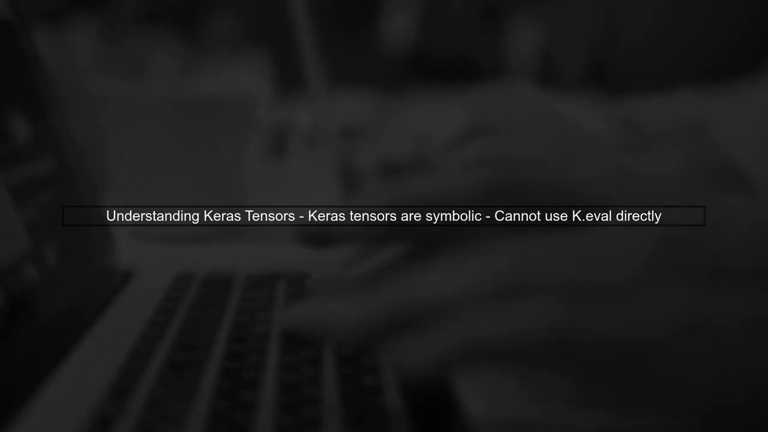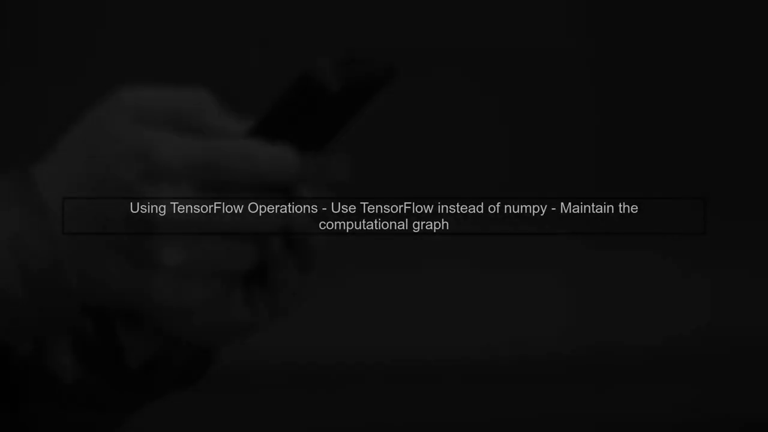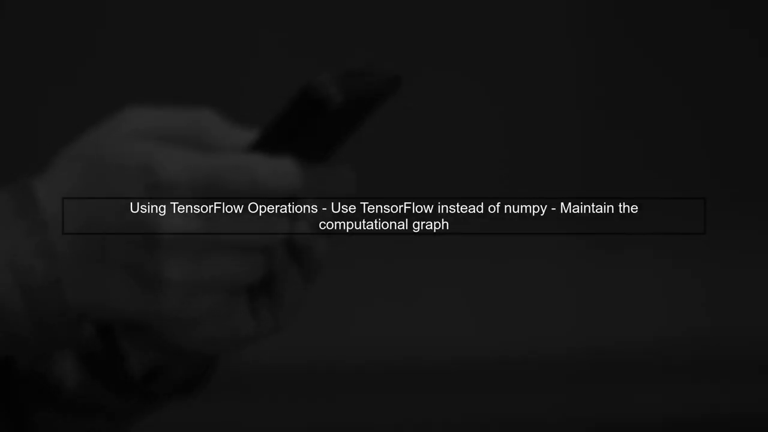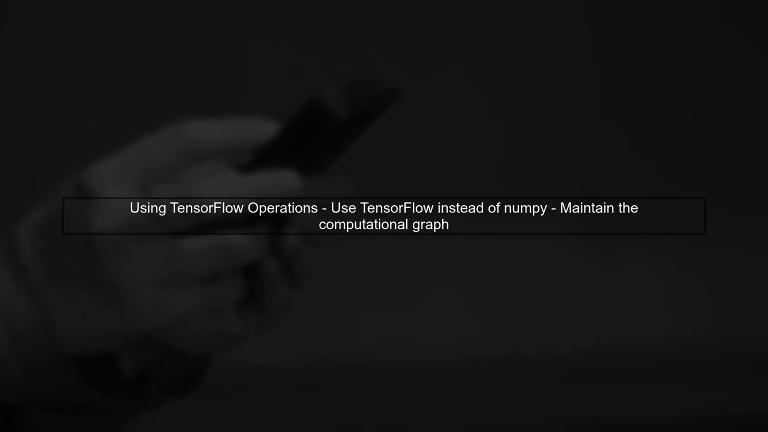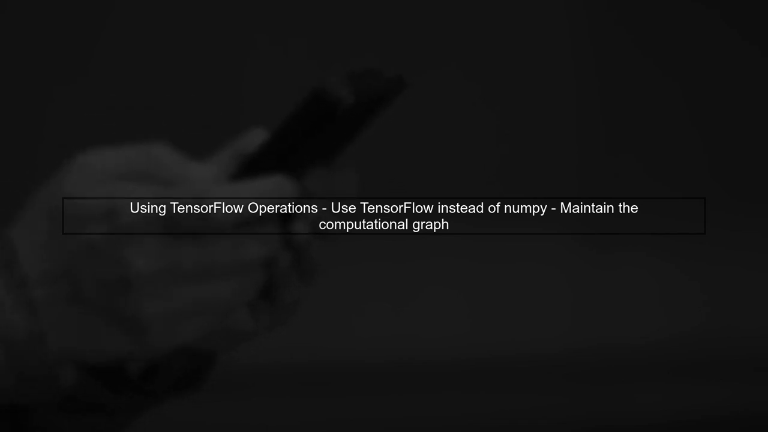To use NumPy functions on a Keras tensor within a loss function, we need to understand that Keras tensors are symbolic. This means we cannot directly convert them to NumPy arrays using KEval. Instead of converting the tensor to a NumPy array, we can leverage TensorFlow operations that are compatible with Keras. This allows us to perform similar computations without breaking the computational graph.